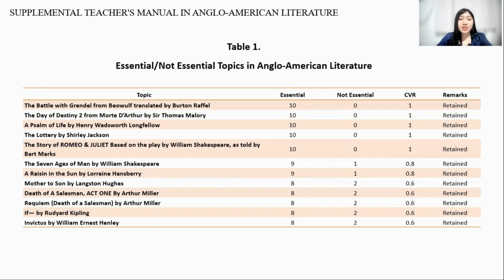Mother to Son by Langston Hughes, Death of a Salesman Act 1 by Arthur Miller, Requiem, Death of a Salesman by Arthur Miller, If by Rudyard Kipling, and Invictus by William Ernest Henley obtained a 0.6 content validity ratio. The manual was written and designed based on the mentioned literary works.